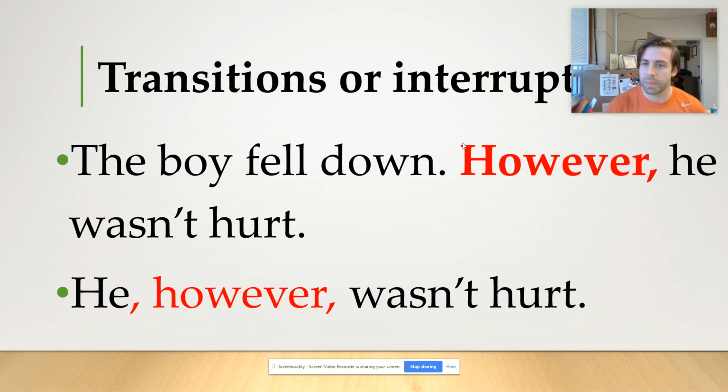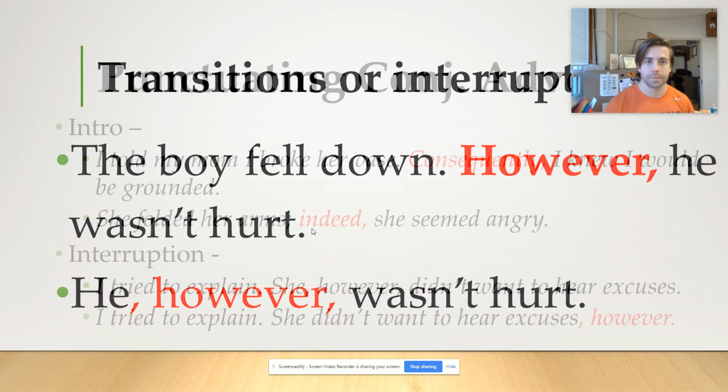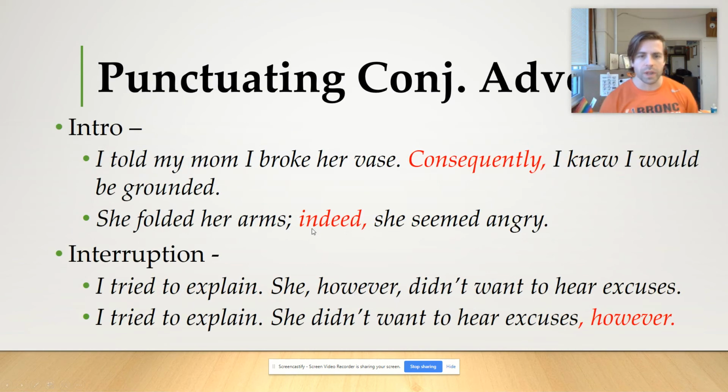But these can also interrupt sentences. It doesn't always have to come at the start of the sentence like this one does here. We could say he, however, wasn't hurt. It's interrupting the middle of that sentence. So they work both as transitioning words, introductions to sentences, or interruptions, similar to what we would have in a non-essential phrase, surrounded by commas. Punctuating these gets a little, not sticky, but there are just a lot of different ways we can do it.